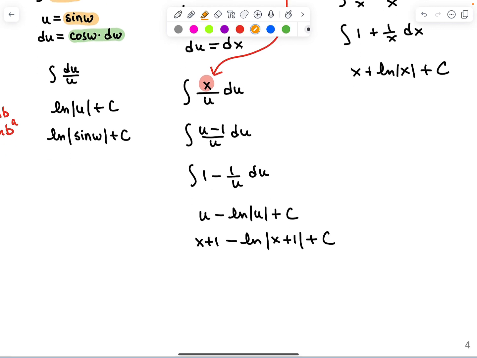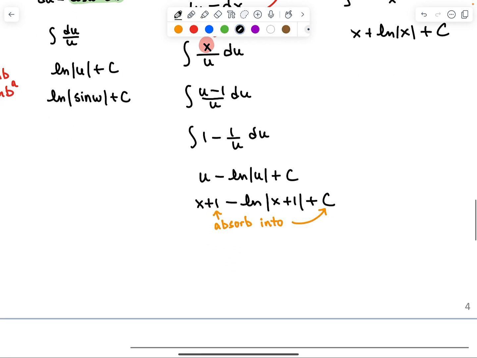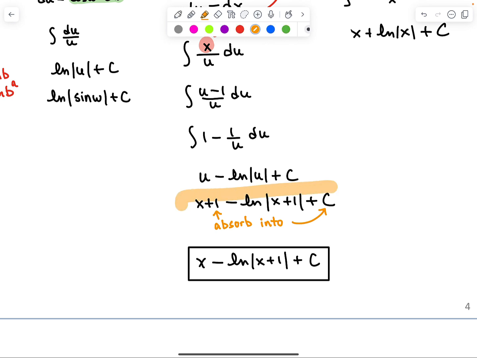And we are done. And I do want to point out another way you could write this answer. Recall that this plus c represents all possible constants. And then we have a free-floating plus 1. All free-floating constants can be absorbed into the plus c. So I could leave my answer the way it is, or I can simplify it to simply x minus natural log of x plus 1, and then plus all possible constants. This is often done just so we have a simpler looking antiderivative to look at. Of course, if you had stopped here, this is also a correct answer.